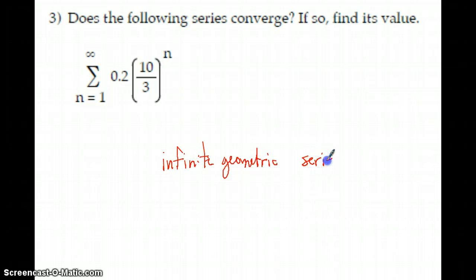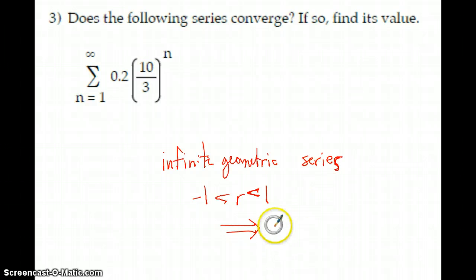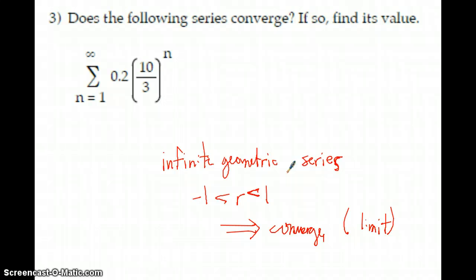Okay. All right. A geometric series, I'm thinking about r already, will converge if the absolute value of r is less than 1, or it's kind of like between 1 and negative 1. That means it will converge. Which means there is a limit. If I have an r in there, and if I'm really sure it's geometric.